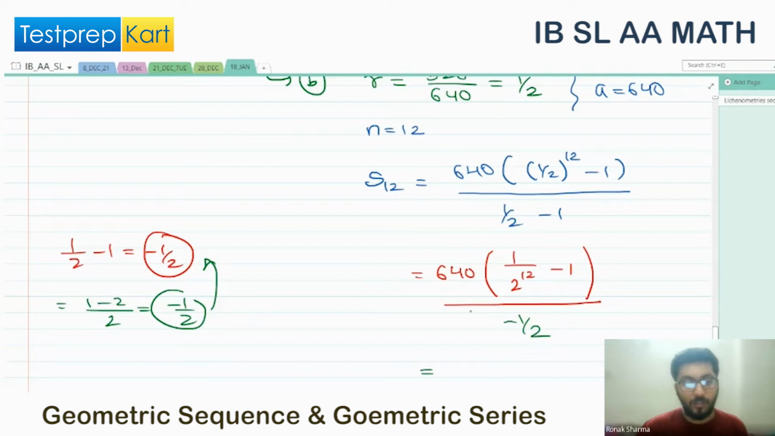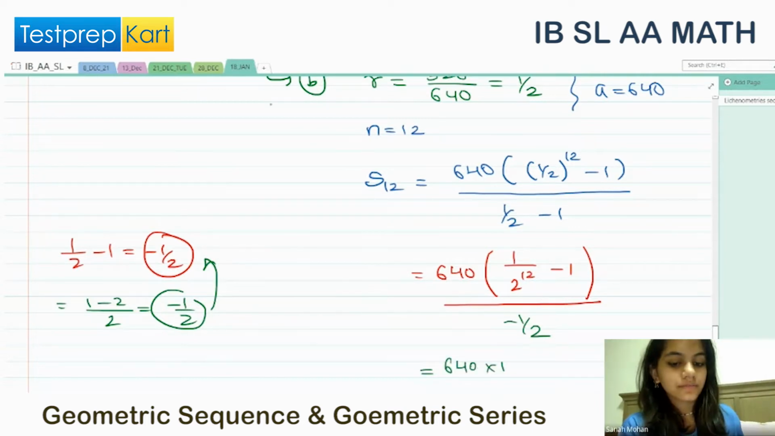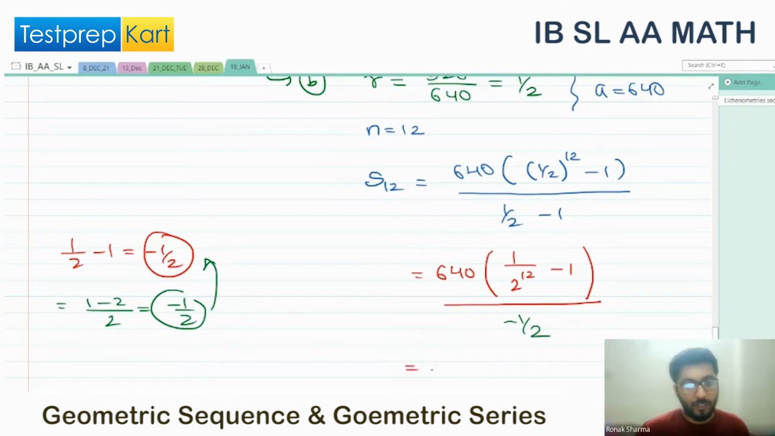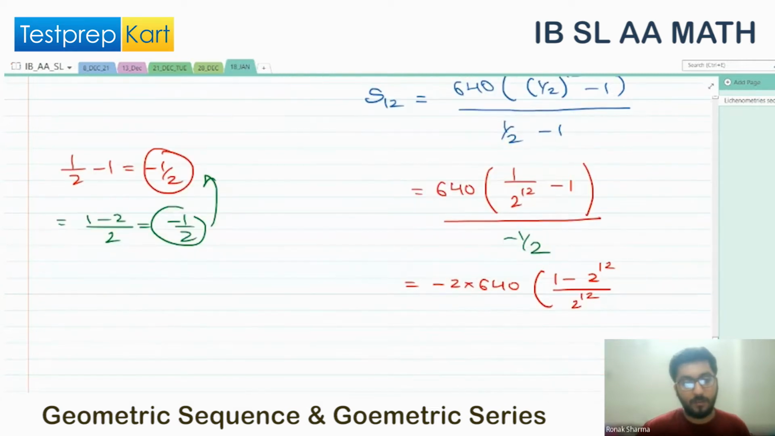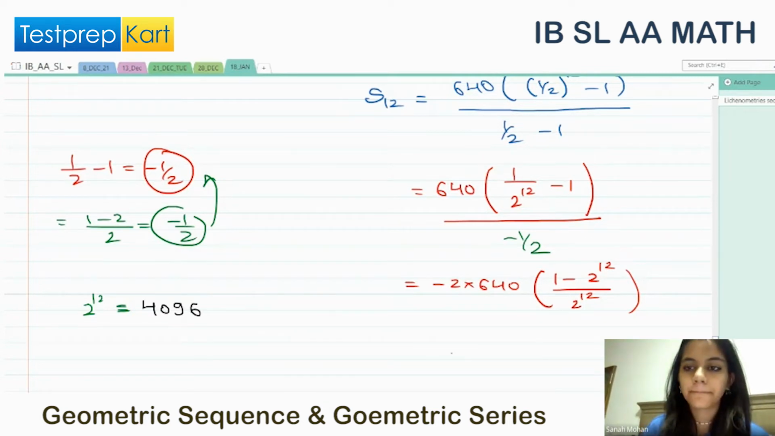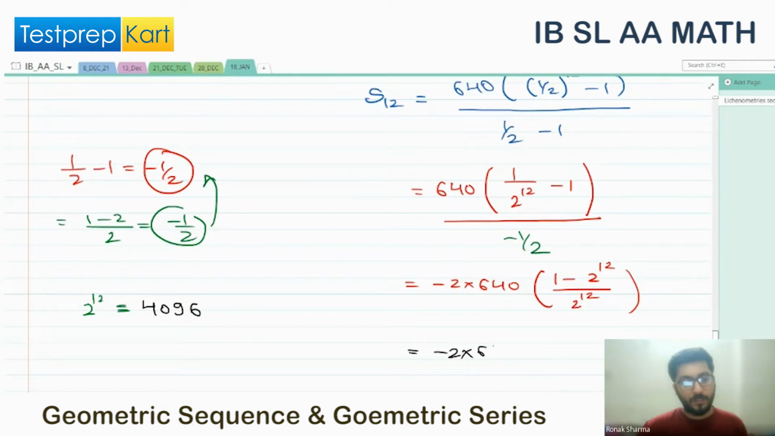And this will give us what? 2 will go up, yes or no? So 640 into, sorry, not 12, it will be 2 actually. And negative 1 is negative only. So negative 2 into 640, into 1 minus 2 power 12 by 2 power 12 after taking the LCM. Now, can you tell me what is 2 power 12 using the calculator? 4096. So this will come out to be minus 2 into 640 into 1 minus 4096. So this, I guess, will become minus 4095 divided by 2 power 12. So negative, negative, positive.